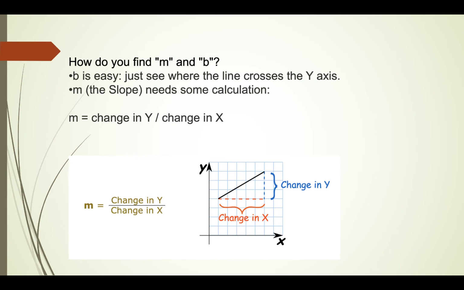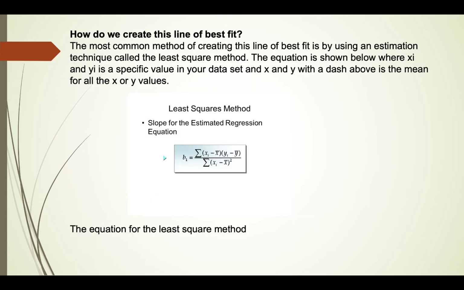So here, how do we find m and b? b is easy, because we just see where the line crosses the y-axis. How to calculate m? m is nothing but the change in y divided by the change in x. This is the slope. So how do we create this line of best fit? The most common method of creating this line of best fit is by using an estimation technique called the least square method.